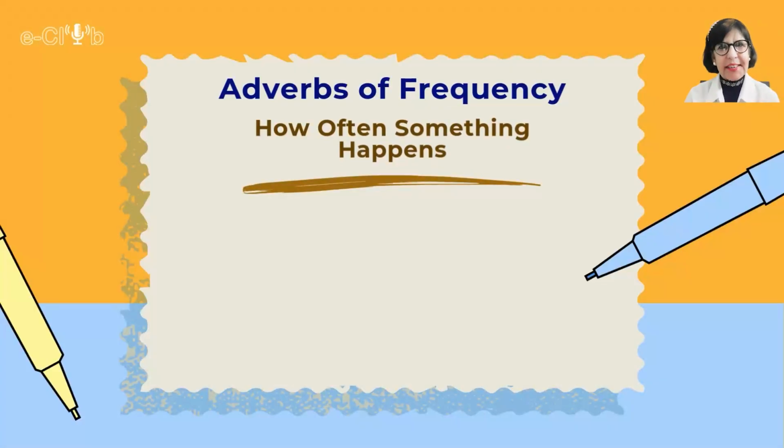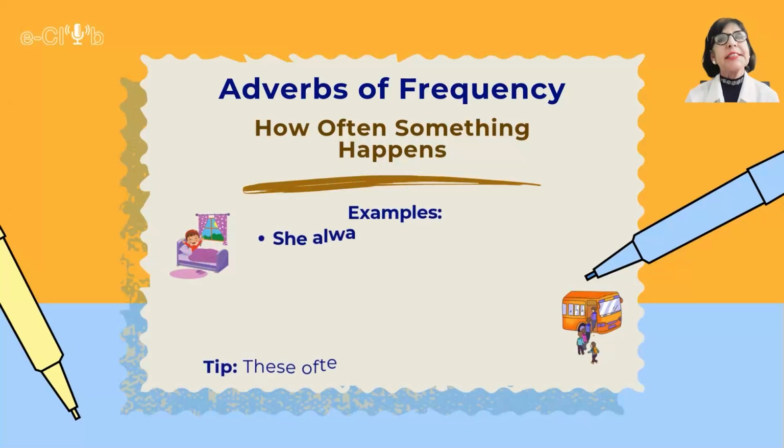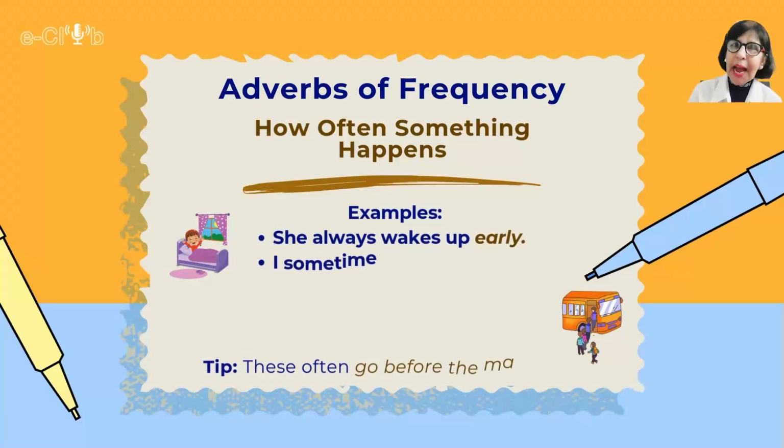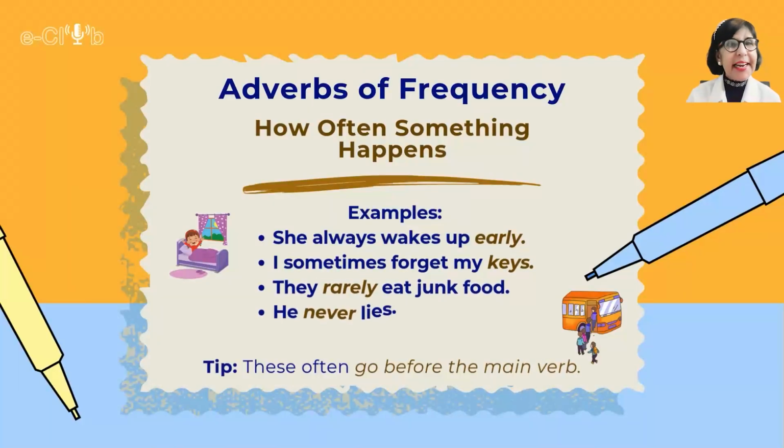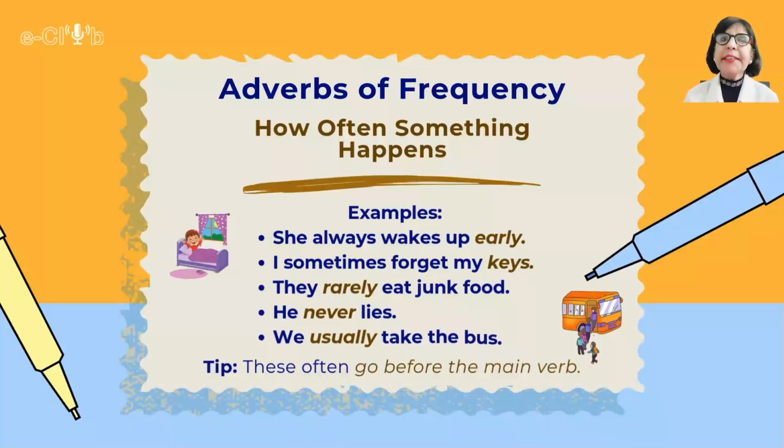Adverbs of frequency. This is where we talk about how often something happens. Are you always late or rarely on time? Let's look at some examples. She always wakes up early. I sometimes forget my keys. They rarely eat junk food. He never lies. We usually take the bus. We have some tips here for you. Most of these go before the main verb, but after the verb to be. For example, he is always hungry.